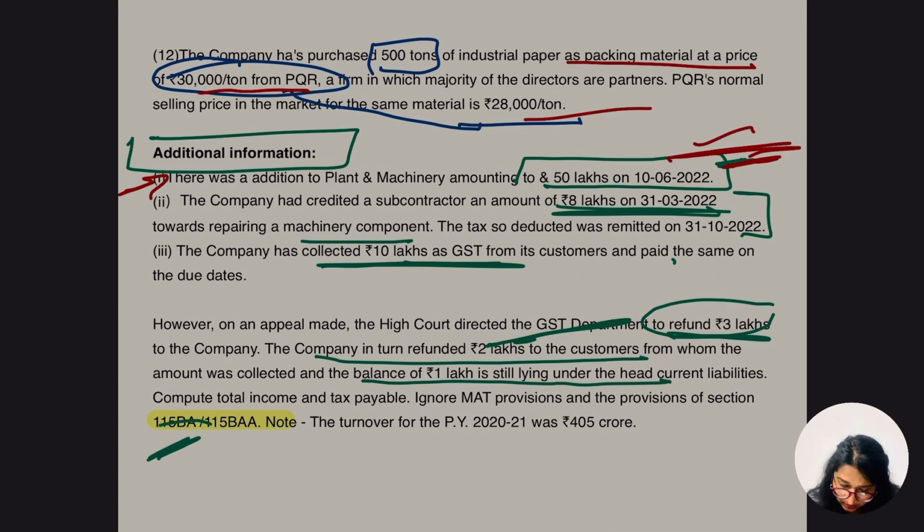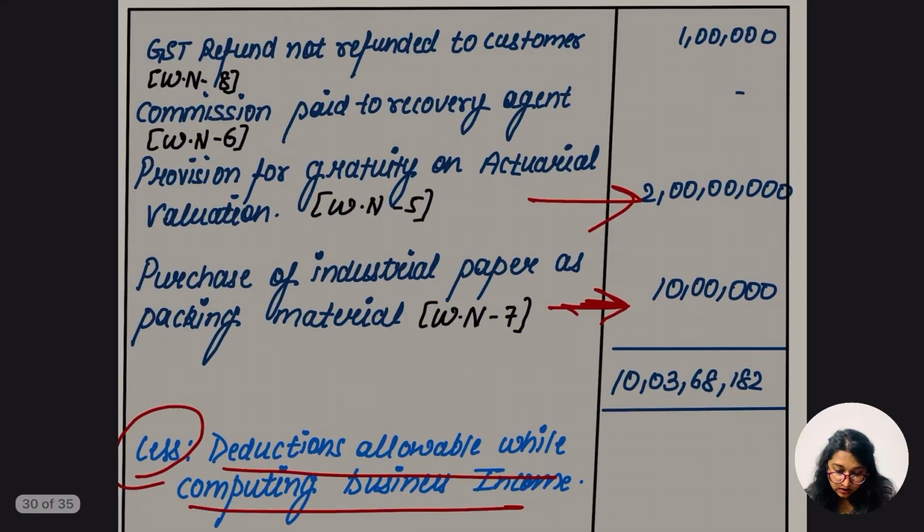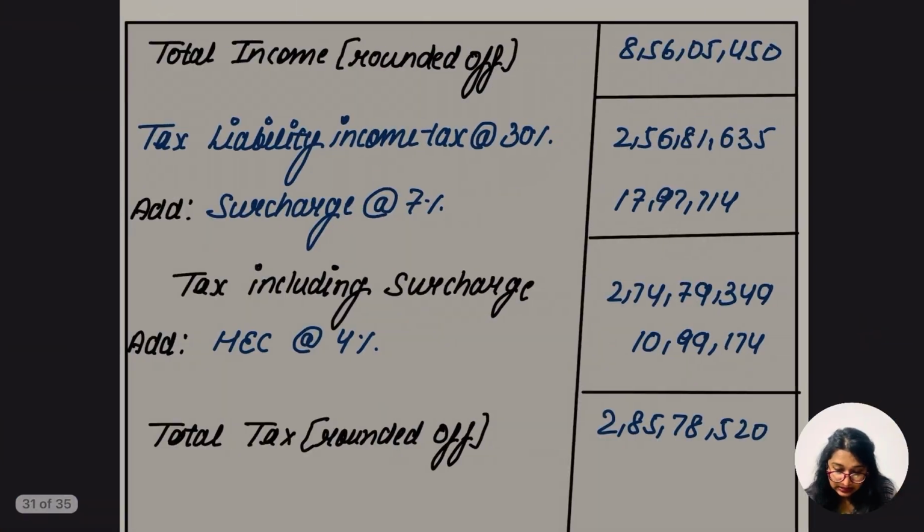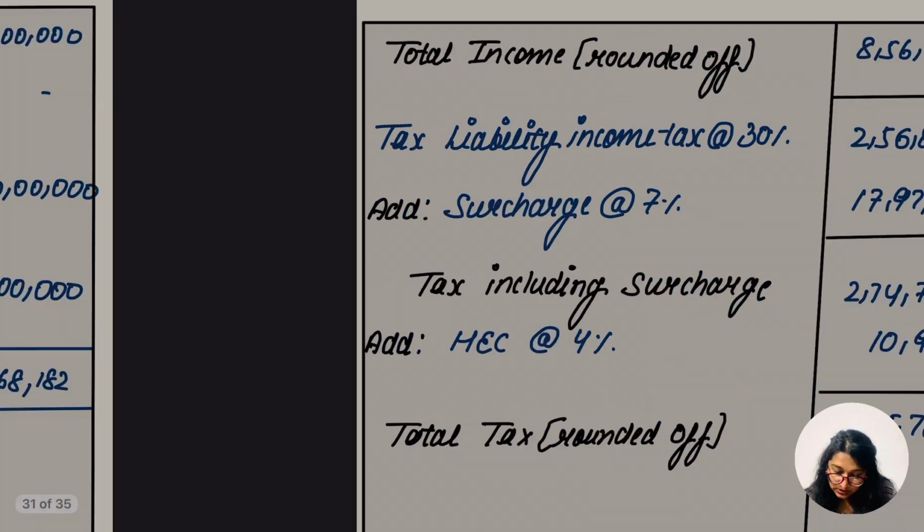So this part is done. The company had credited a subcontractor an amount of 8 lakh towards the repair of a machinery component. The tax was deducted and remitted on 31st/10/2002. Now what is going to happen? As I told you, 30% is going to be disallowed. 30% of what? 8 lakh. Okay. So let's go for the adjustment which is done in this case. 30% is going to be 2,40,000.